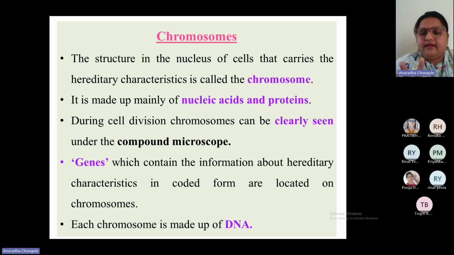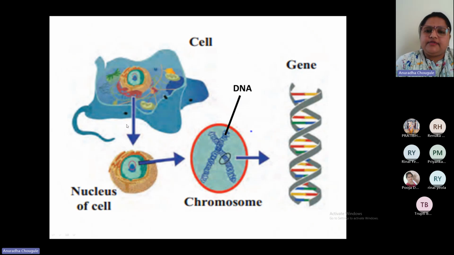So there is a cell in our body. In that cell there is a nucleus, and in that nucleus there is a structure which carries the hereditary characteristics from one generation to the next generation. That structure is called a chromosome, and this chromosome is made up of nucleic acids and protein. We can observe the chromosome in a compound microscope. Remember this, whatever chromosome is there is made up of a single DNA.